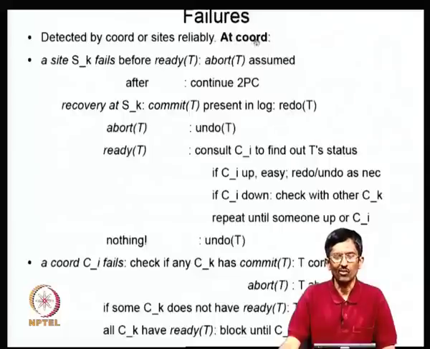Now, let us say we detect at the coordinator that a site SK fails. Before it sends ready T, if that site fails, it is equivalent to abort T. Basically, nothing has been done, it has not told me anything about what happened. I have no idea what it has done, whether the subtransaction succeeded or not. Since it is not responding to me, I assume the whole transaction has to be dropped.